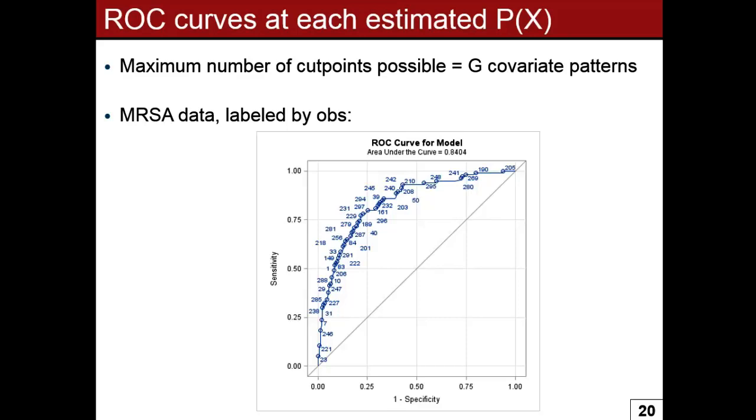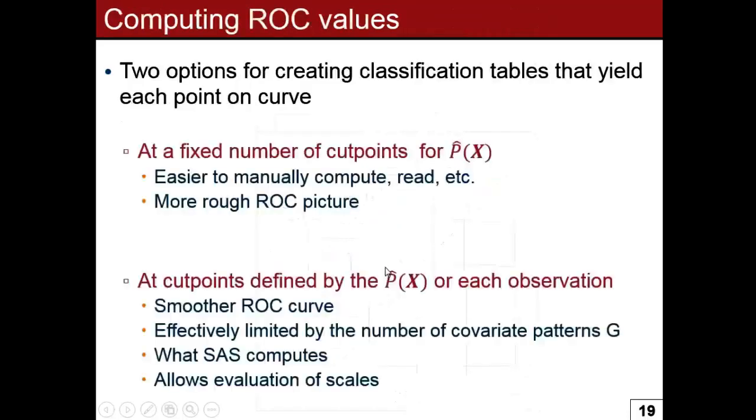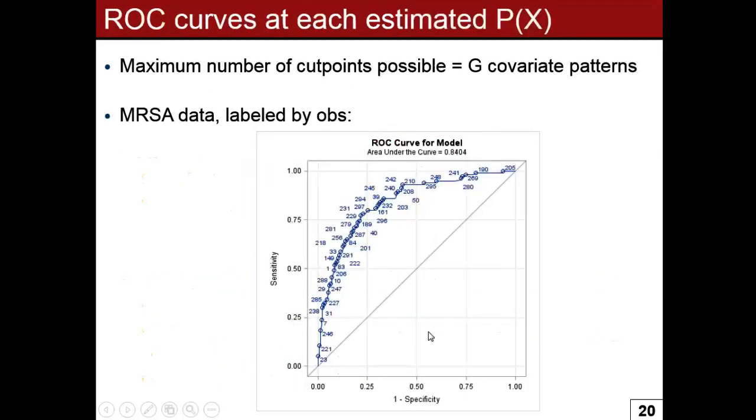And so this is what it does. It's actually a smoother picture. It doesn't really matter whether you predetermine 100 or you use 300. You'll probably get to the same point. But this is the best that it will do. SAS is what computes this. This is what it will do.